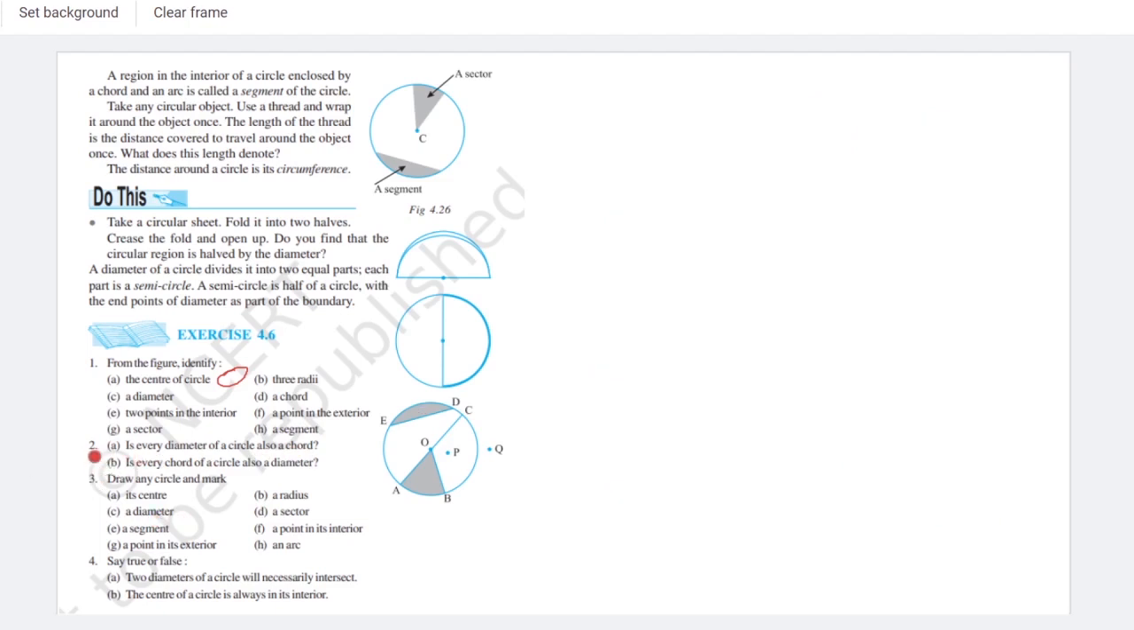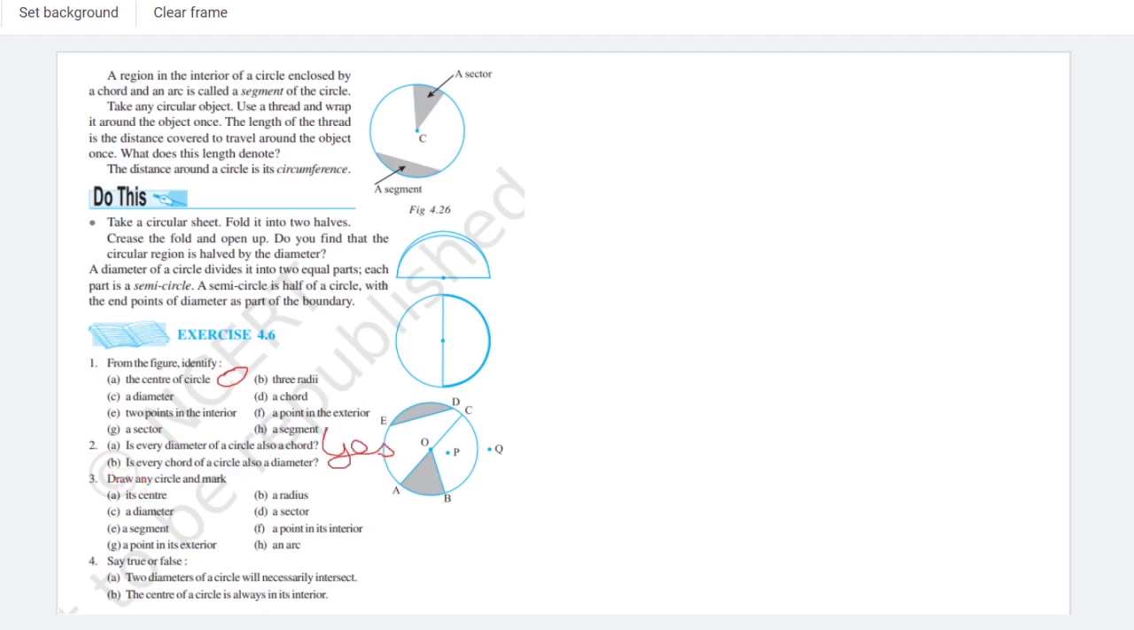Okay, coming to the next question, second one. Is every diameter also a chord? Yes, every diameter is a chord and it is the longest chord. So the answer will be yes for this.